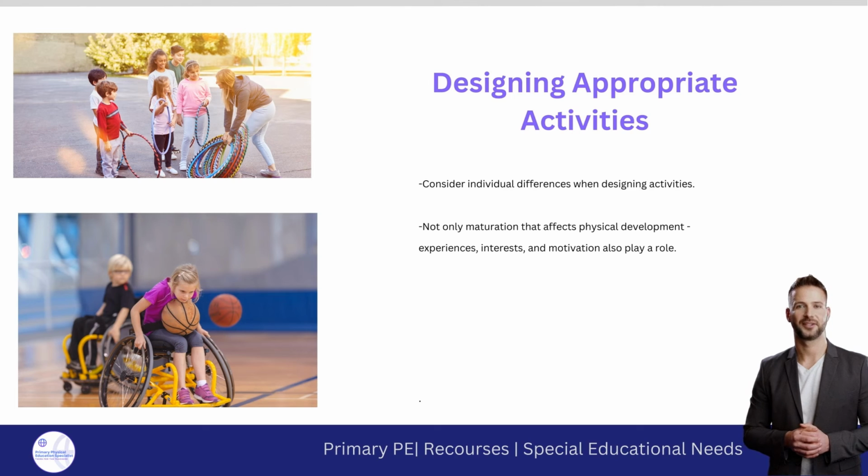When designing activities for primary physical education, it's important to consider the individual differences between students, including their maturation level and interests. Activities that are too challenging or not challenging enough can lead to disengagement and a lack of participation.